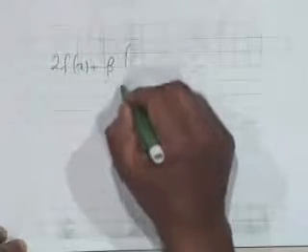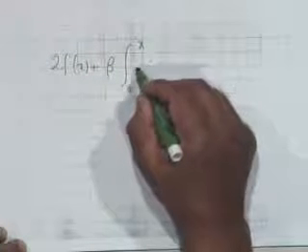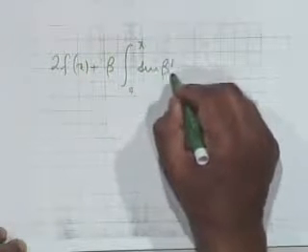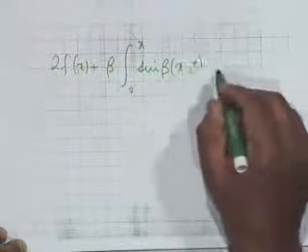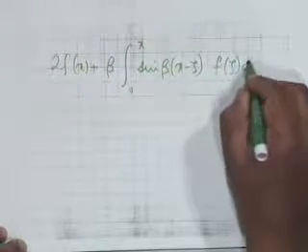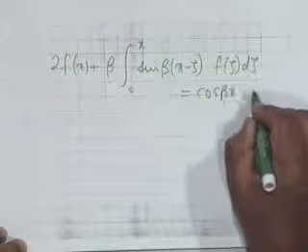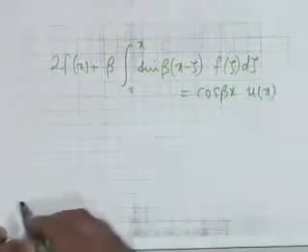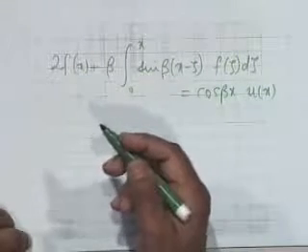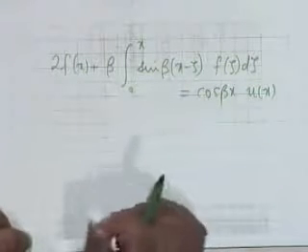The correct thing would have been to take Laplace transform of both sides. And let me write the equation again, 2f of x plus beta integral 0 to x sine of beta (x minus zeta) f of zeta d zeta equal to cosine of beta x u of x. Now I take Laplace transform, obviously one-sided or two-sided?